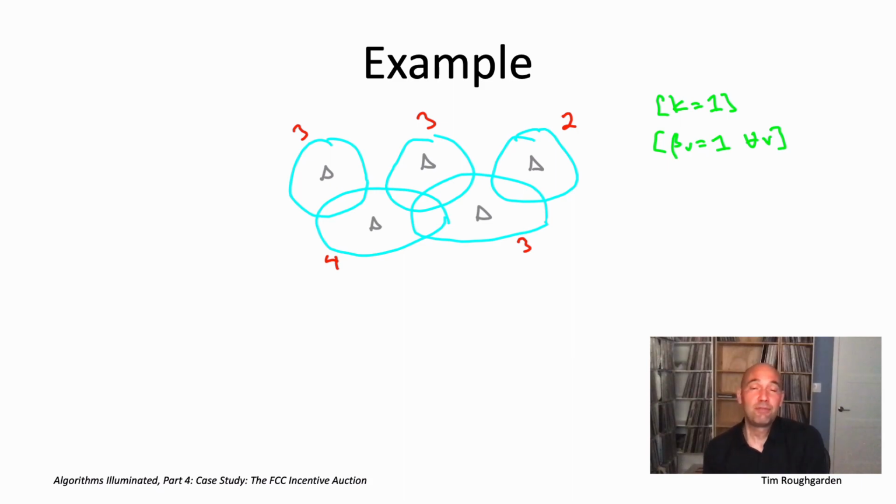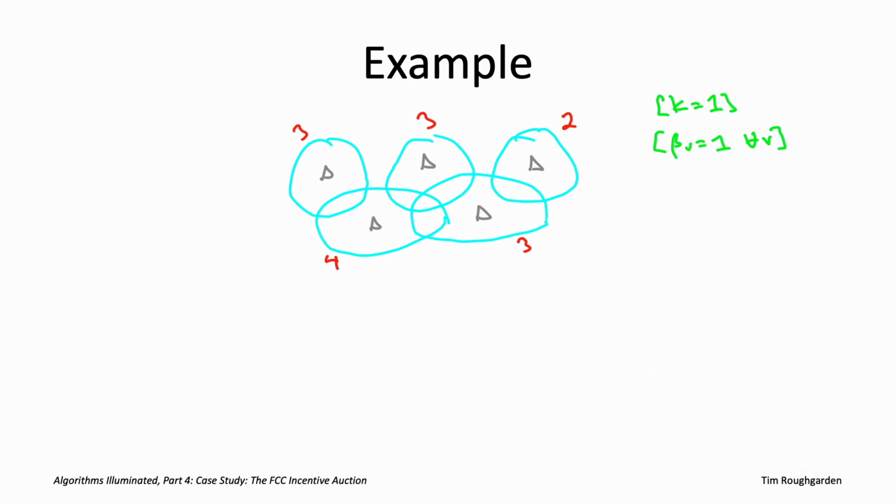I've labeled each of the 5 stations in red with their value. And don't forget that what the value of a station means is the minimum offer of compensation that that station would accept. So if you offer compensation equal to or greater than a station's value, they're happy to take it. If you offer compensation which is below their value, they're going to reject it.